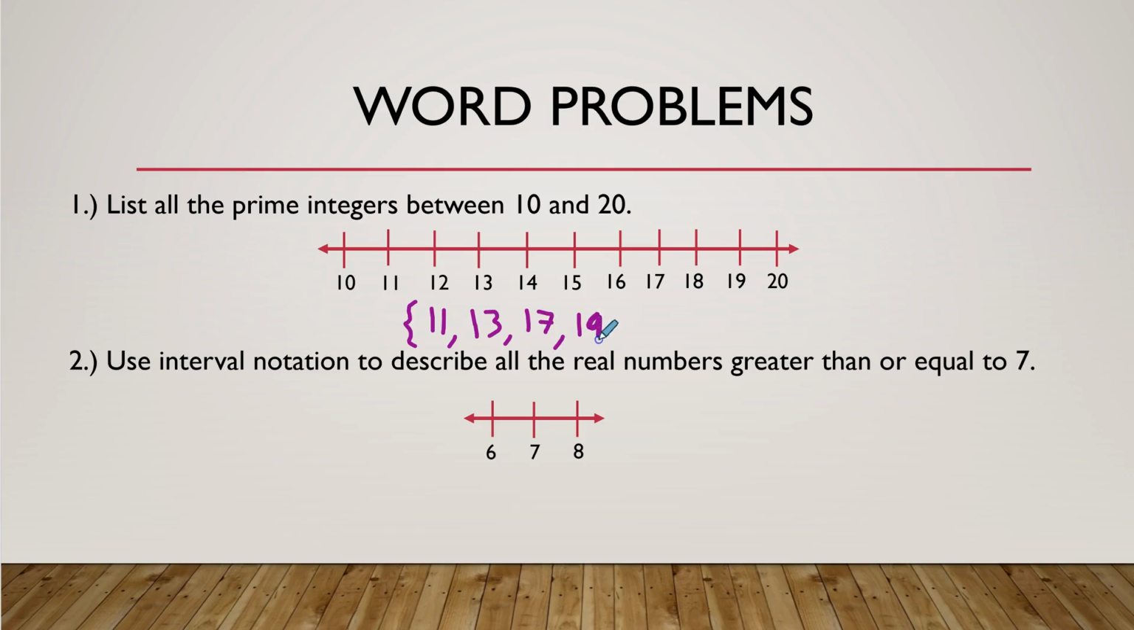So since this one was just the integers, I didn't have to worry about any of the fractions and decimals between. That's why this is a good case for using the braces symbol of just listing out specific values.